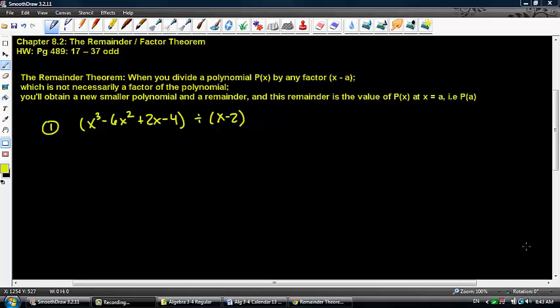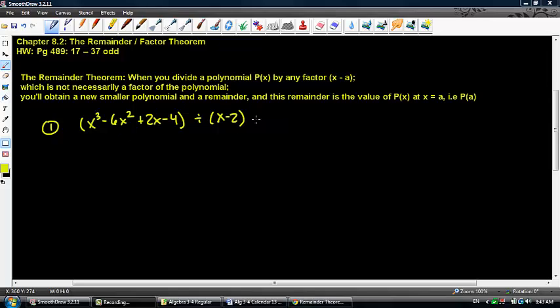Alright everybody, we're on chapter 8.2, which is dealing with the factor and remainder theorem. And go ahead and just hit the pause button if you want to and copy down the remainder theorem, which reads, when you divide a polynomial p of x by any factor x minus a, which is not necessarily a factor of the polynomial, you'll obtain a new smaller polynomial and a remainder. And this remainder is the value of p of x at x equals a, for example, p of a.